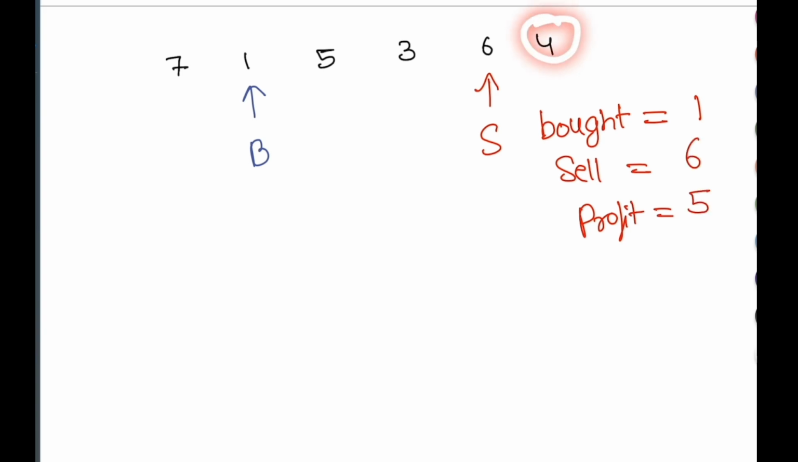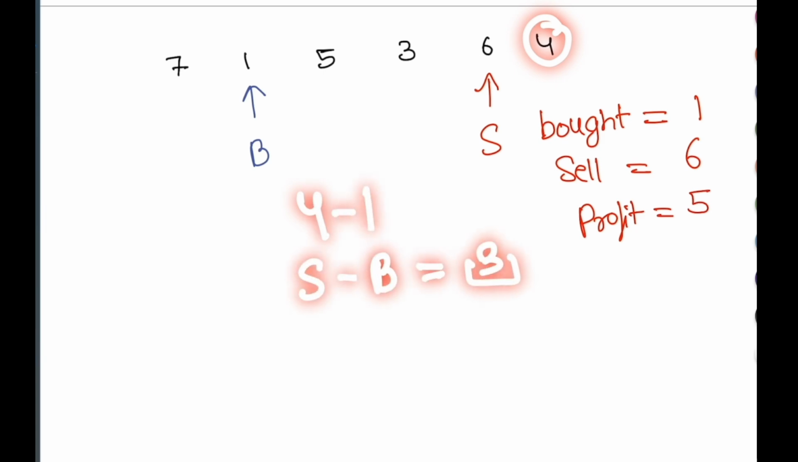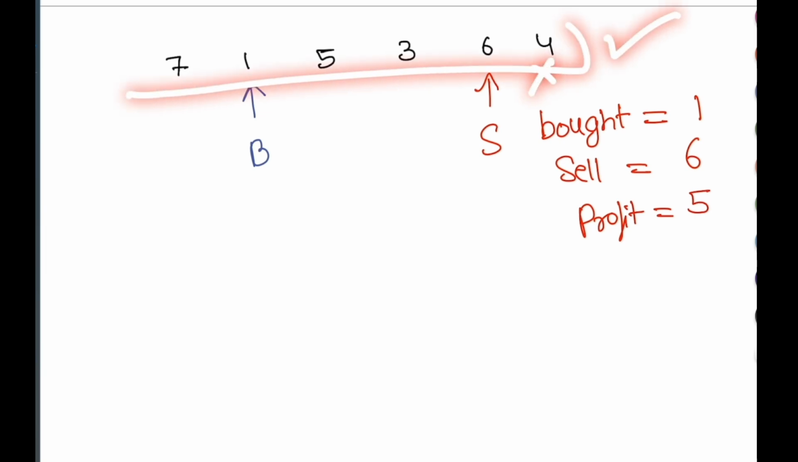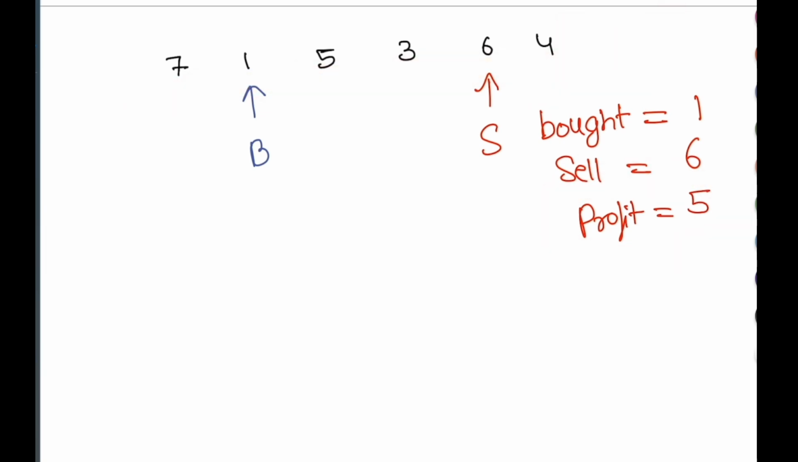Now let us see the new data. Now the new data is having the price as 4. We are not going to buy this because we have already bought it at 1. But are we going to sell this? No. If we sell at 4, our profit is going to be selling price minus buying price, which is equal to 3. We already have a profit of 5. Let's ignore this data as well. And we are done processing all the data, and the best profit we have got is 5. This should be your approach to solve this particular problem.